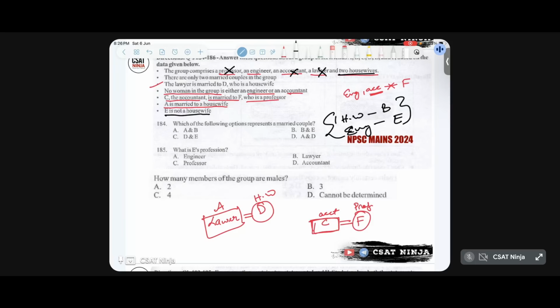So with this decoded, let's move on to the question. What does the question say? Which of the following options represent a married couple?